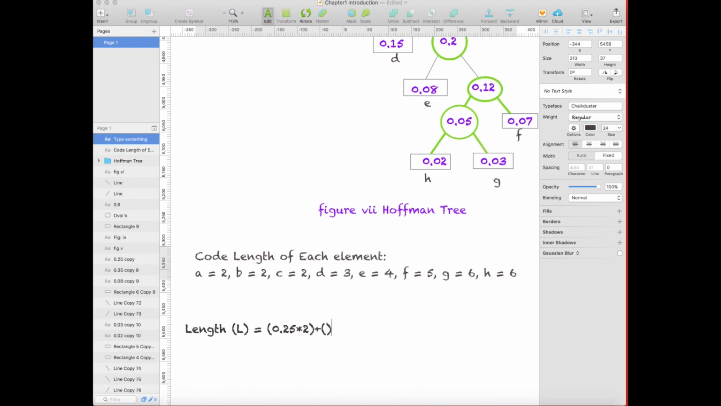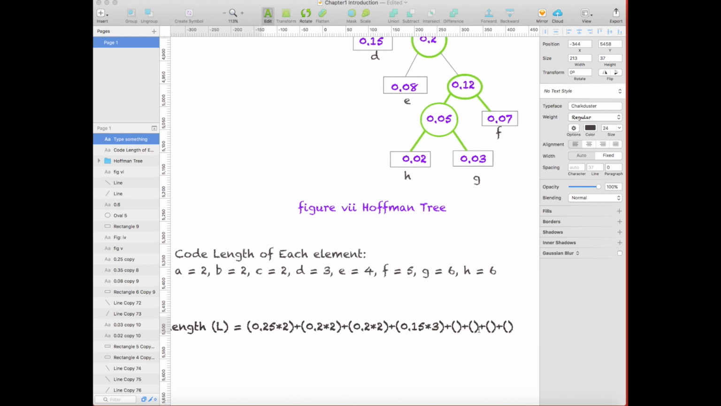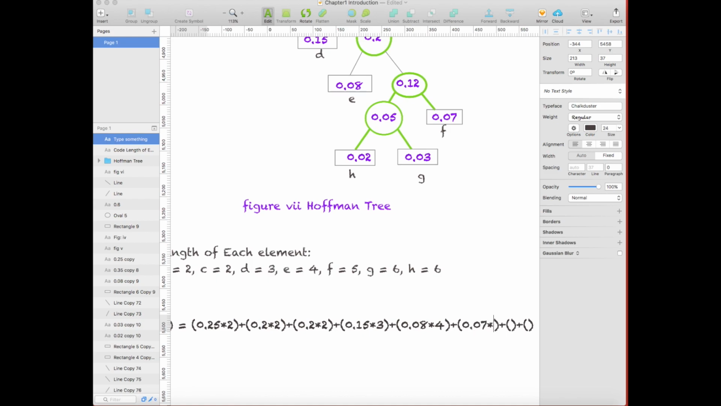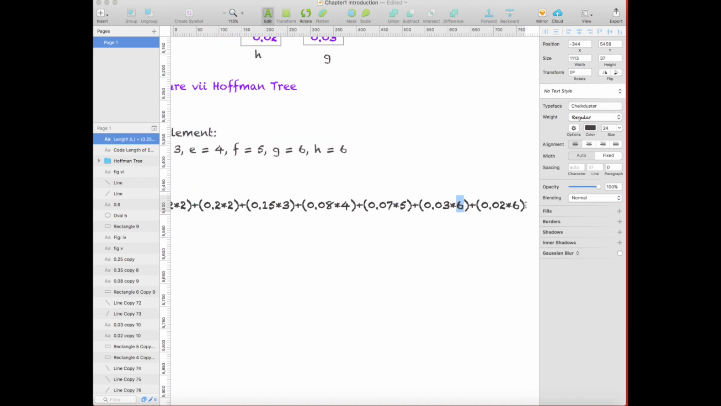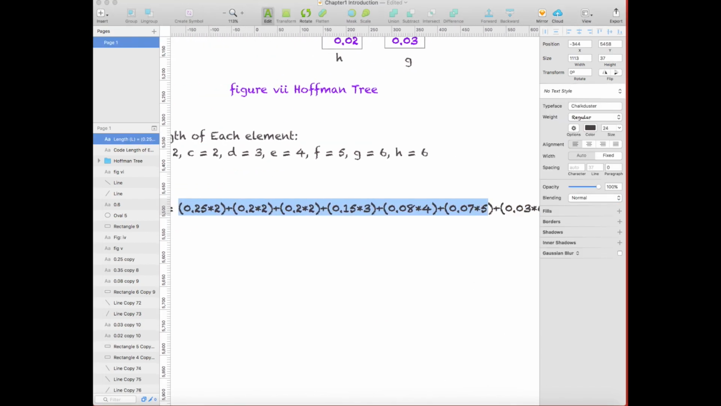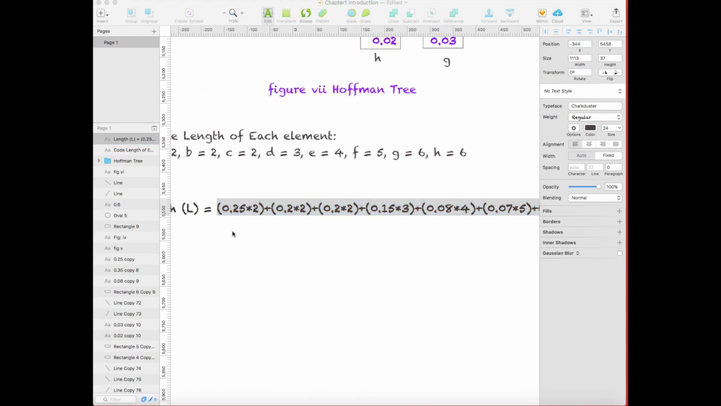Now the average length is given by multiplying the length with the probabilities. So 0.25 is multiplied by 2, and similarly the others are multiplied. I'll just copy and paste this on Google to get the answer, and it is 2.72.